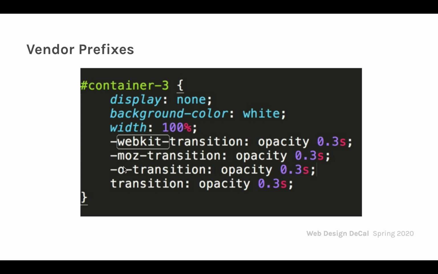And Moz, I believe, is for Firefox. O might be for Opera. I'm not sure, but you guys can look into it. But the point is that if you want your CSS to look consistent across different browsers, you might want to look into these vendor prefixes and play around with some of these values so that they look the same across all of them. So yeah.